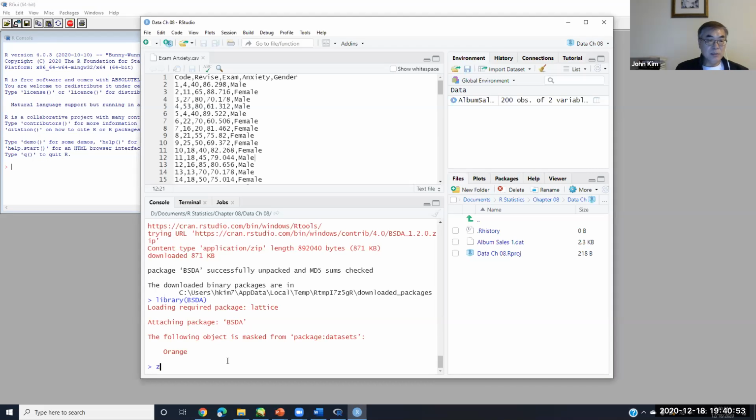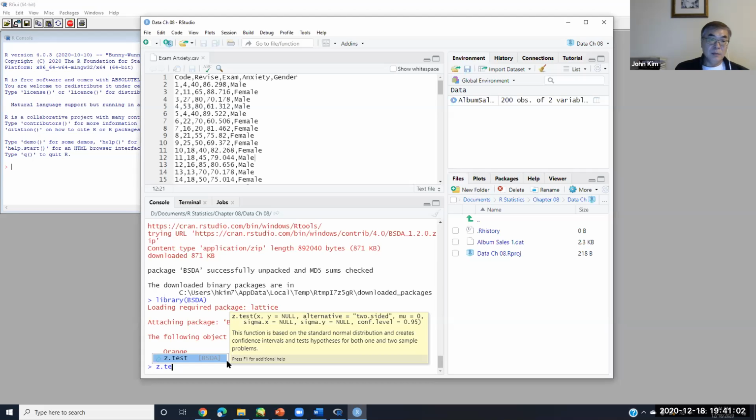Okay, z.test. Every time, if we have the package and execute it, then when we type the function, it gives you something like this. If the package is not installed or not executed, then when you type, nothing appears. So that means we have the right package and executed it.